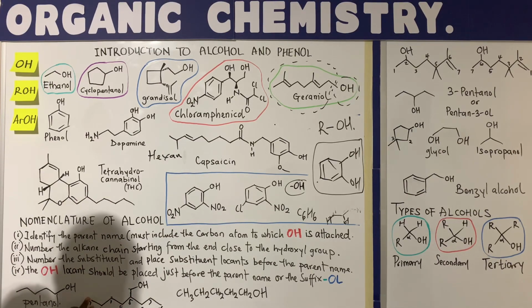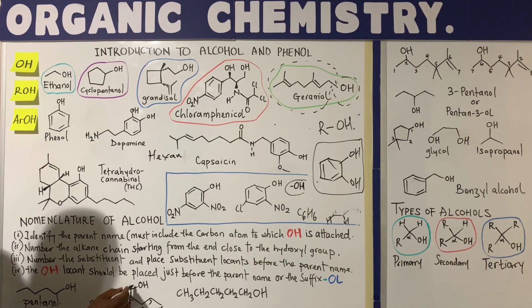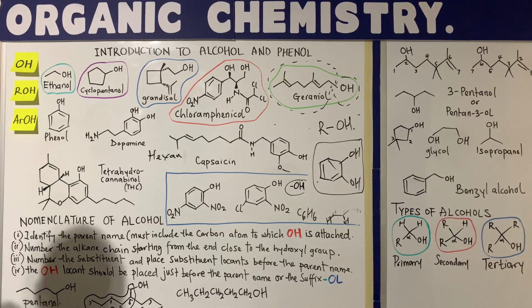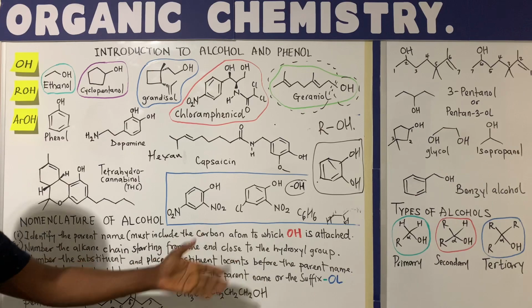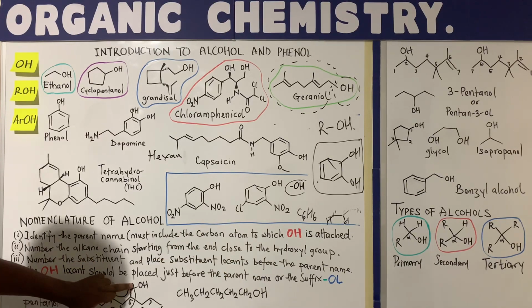But then, are we going to start from here or from here? Now that we have established that the longest chain has to include all these carbons, where do we start? The answer is found in the second rule of nomenclature of alcohol, which states that we number the alkane chain starting from the end close to the hydroxyl group, which suggests that we are supposed to start from here.